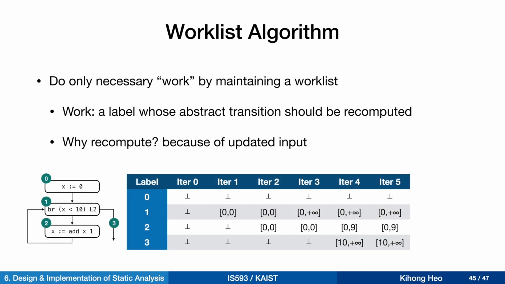Let's see all the steps for the widening phase. Initially every label is a new work, because initially we have to compute all of them. At the next iteration, what label should be computed? Only the input memory of label 1 is updated. If you compare these two memories before and after iteration, what is the difference? Only the input memory for label 1 is changed. That means only label 1 should be recomputed, and then we have the result at iteration 2 here.